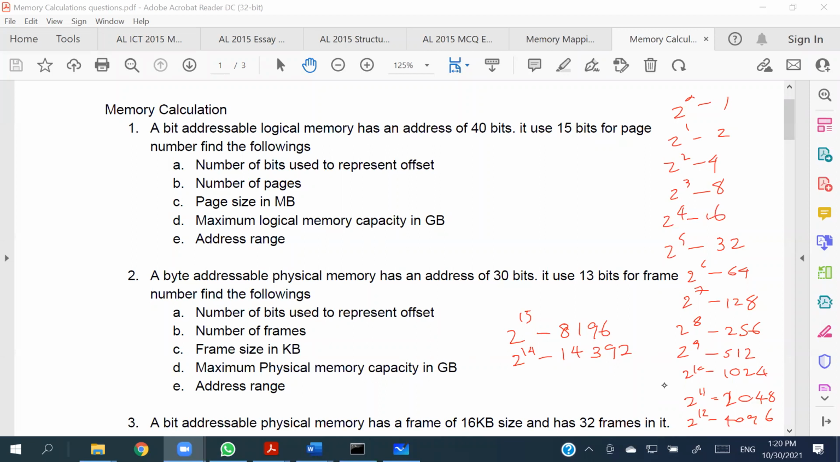Sachintani, the last one, the E, the address range, it is from 0 to what? There is a small mistake. There are 40 bits in the address, right? Have a look at that. Others, you have to send me the answers.